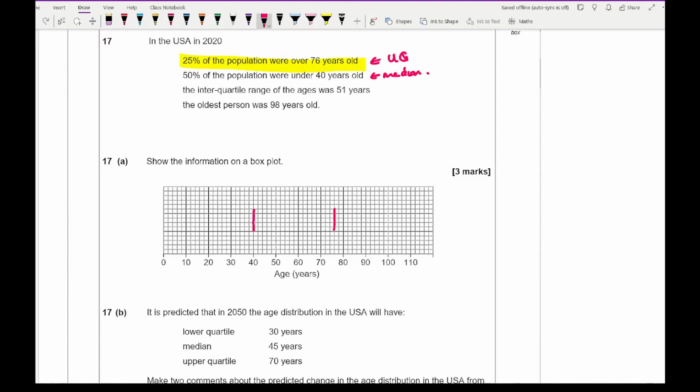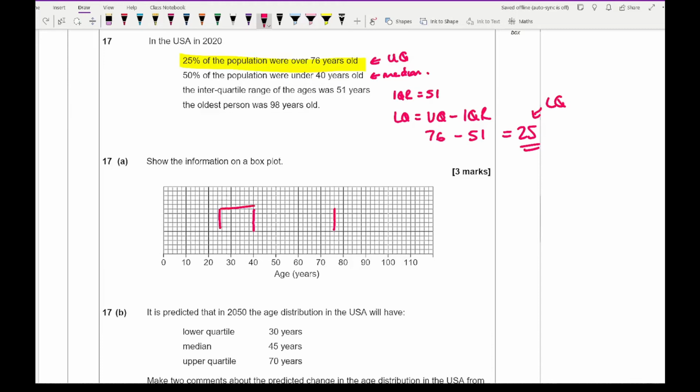And it says that the IQR is 51, so the IQR equals 51. So the lower quartile is the upper quartile minus that interquartile range. So it's going to be 76 take away 51, which gives me an answer of 25. So my lower quartile is at 25, which is just there.